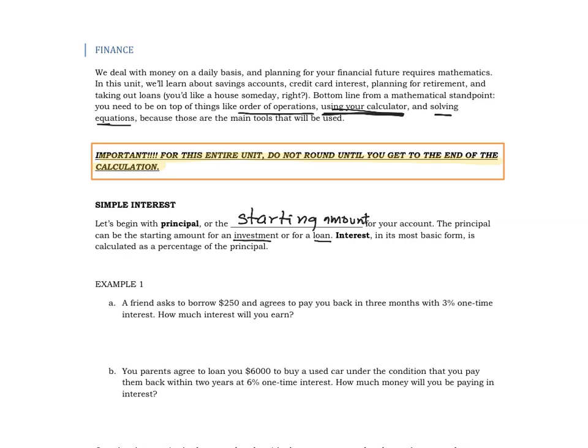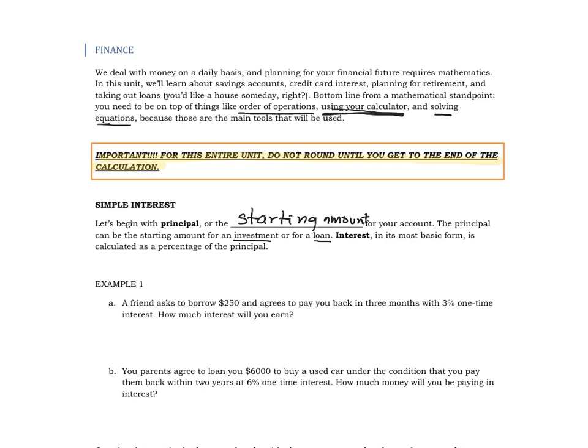Interest, in its most basic form, is calculated as a percentage of the principal. Now, I think it's also important to note that if you are borrowing money, nobody, except for maybe your parents, just lends you money without charging you some sort of fee for lending you money. And also, when you put money into a savings account, the bank pays you a little bit of a fee for the use of your money.